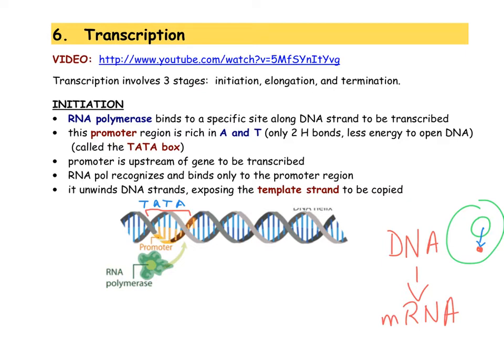It is recognized by our RNA polymerase, and at that point it binds to the promoter region. And that kind of triggers a few different things. It's going to help to unwind the DNA strand just a little bit upstream from where the gene needs to be copied, and exposes it so that it's ready to be copied. So that's it. That is initiation.